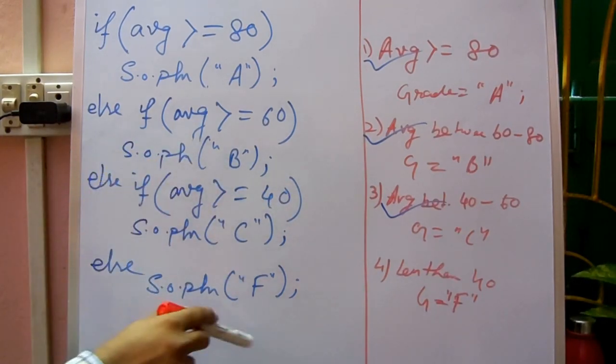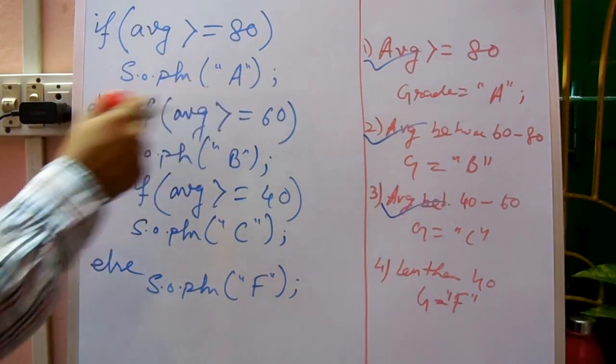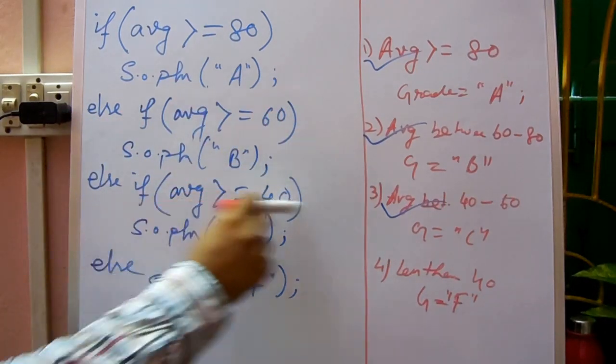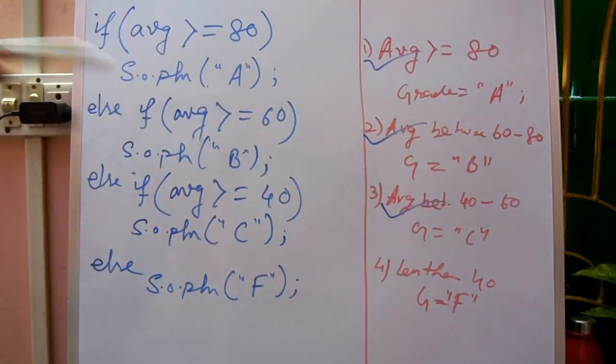So if it is not satisfied, then else. It must print fail, so that's why it is fail. 20 means fail. This condition is not satisfying, this condition is not satisfying, this condition is also not satisfying. When none of the conditions is satisfied, then the last else must be satisfied. So automatically the else part, this is the last one, no need to go anywhere. Now we don't have any value.